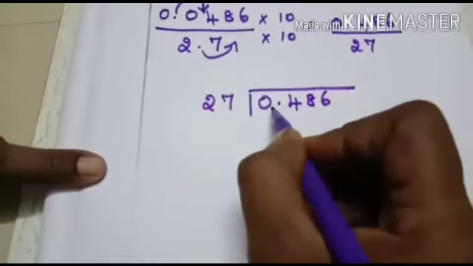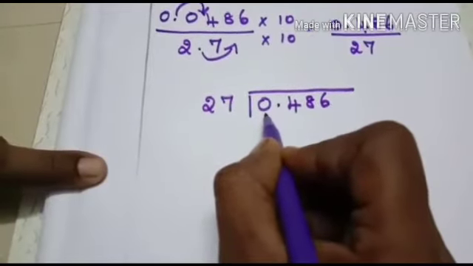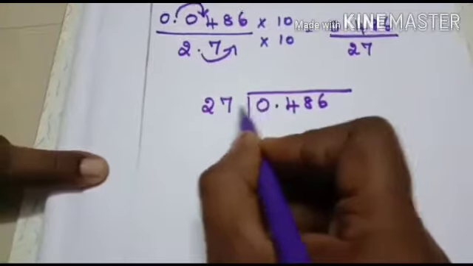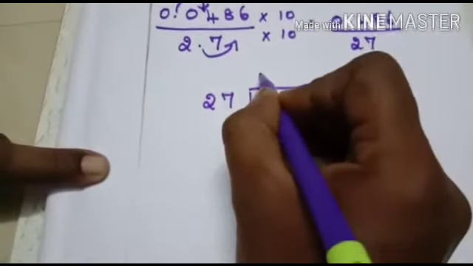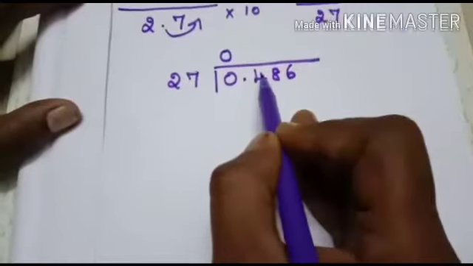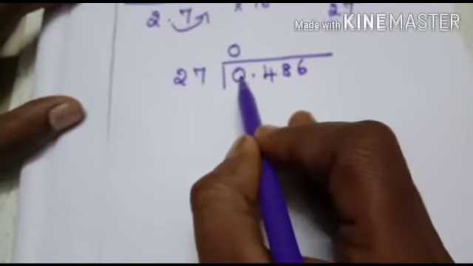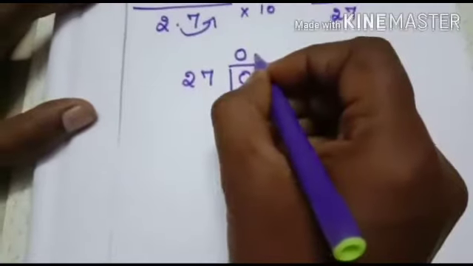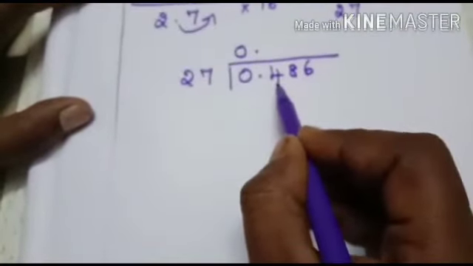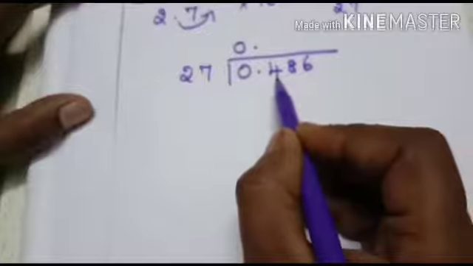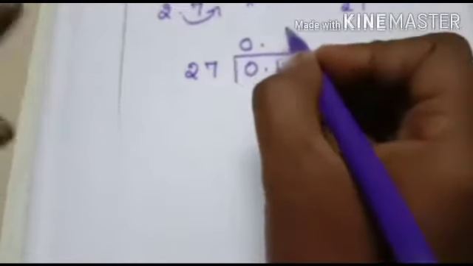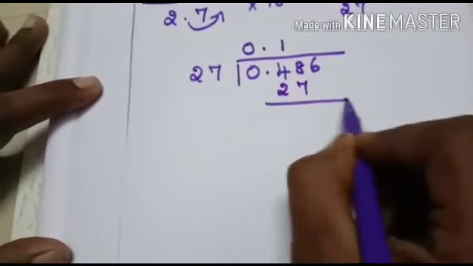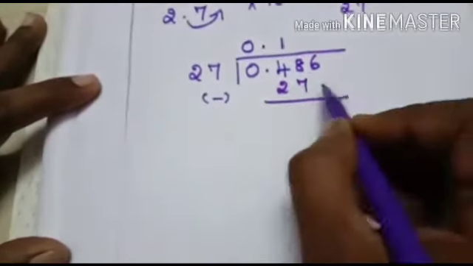We have to divide. First we look at the first number. Here there is a 0, so division is impossible, so we put the 0 here. Here there is a decimal point in between the numbers, so we keep the decimal point in the quotient and we look at the next numbers, 48. So here 1 times 27 is 27, and now we have to subtract.